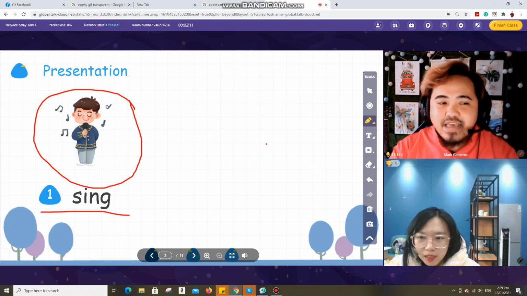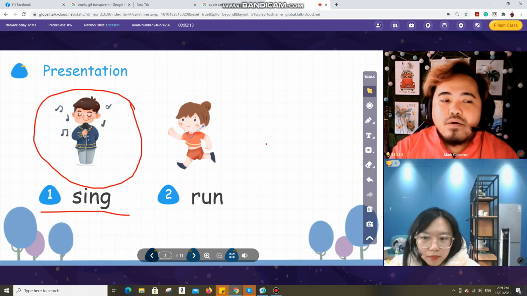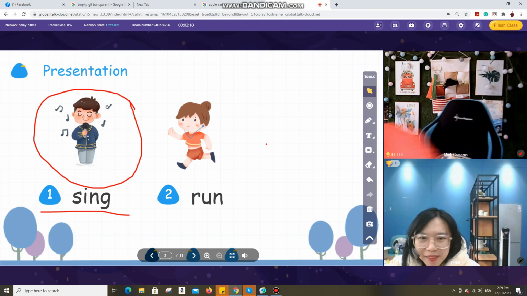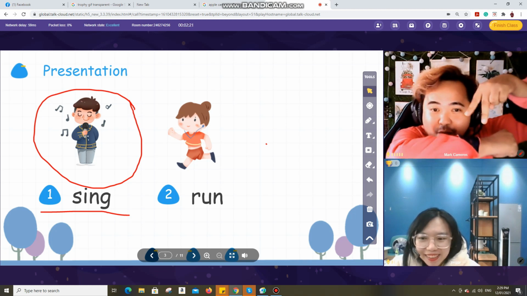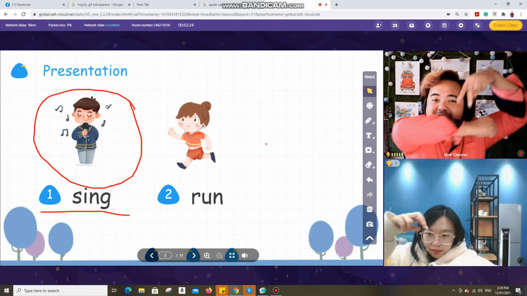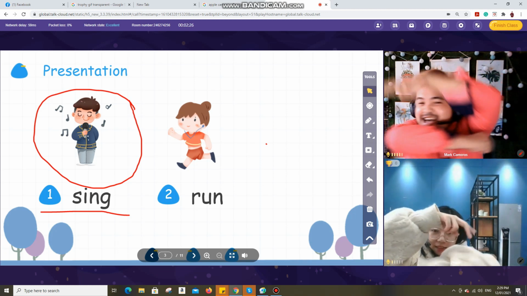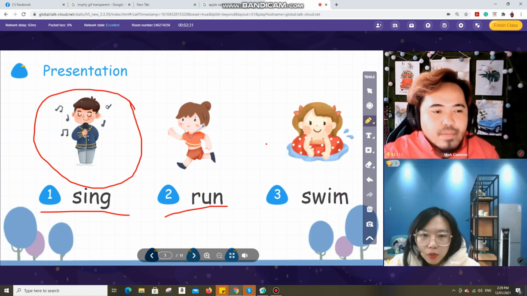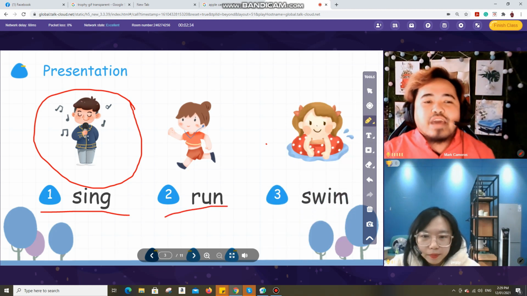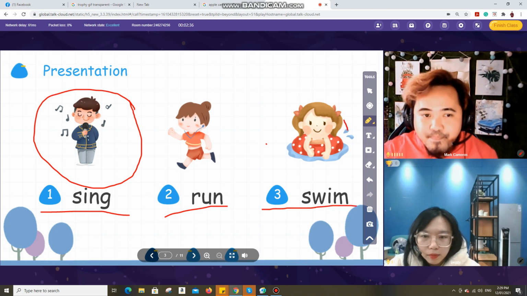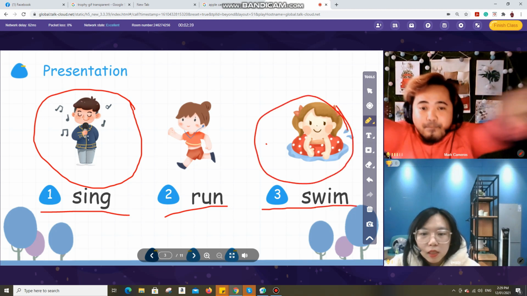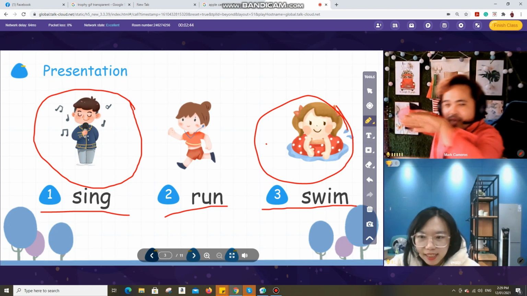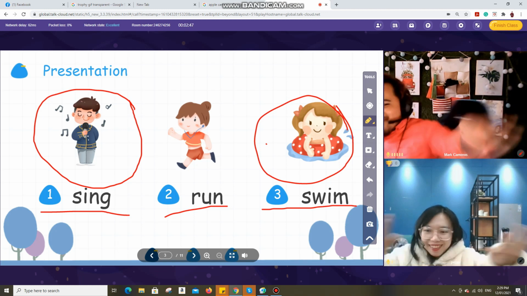Okay. Now the second picture. Okay. Now this one is run. Okay. Now let's run using our hands like this. Show me your hands. Run, run, run, run, run. Okay. Now let's say the word run. Run. Very good. Okay. Now this one is swim. Swim. Do you like swimming? Yes. Okay, let's swim. Swim, swim, swim, swim.